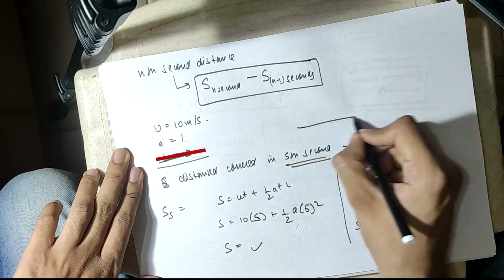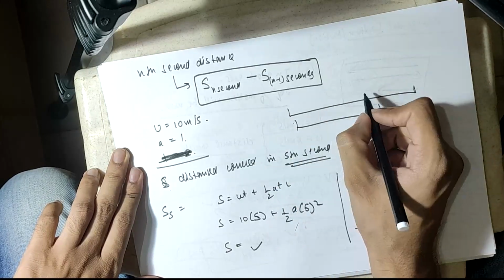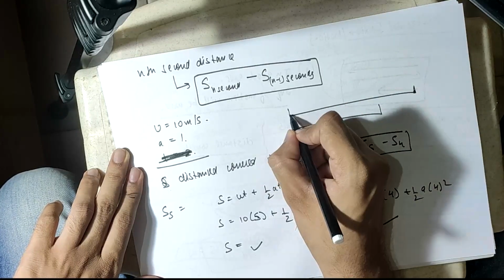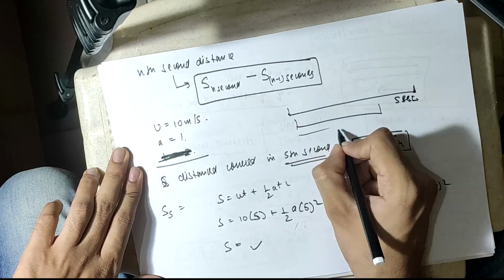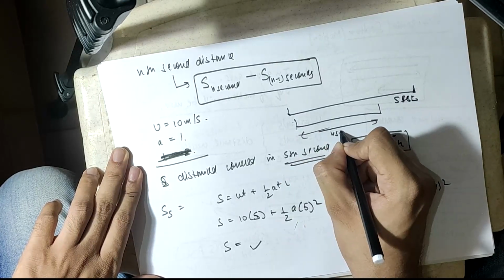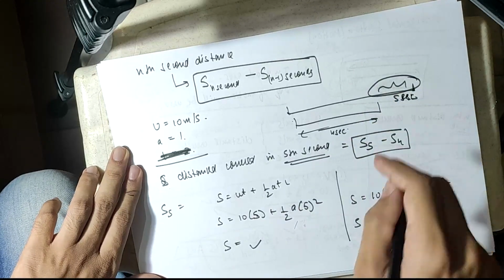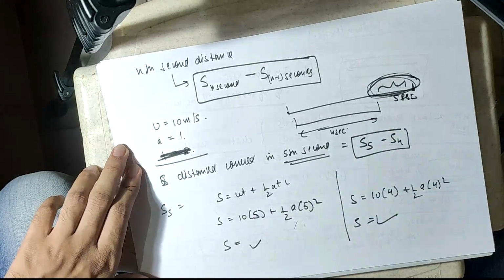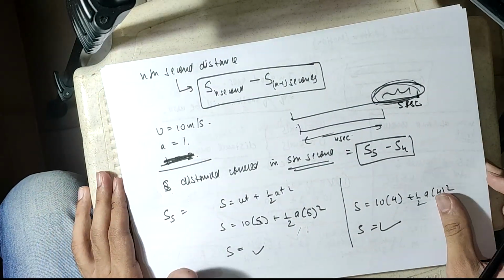It generally means, see, if this much is the distance traveled in 5 seconds and this much is the distance traveled in 4 seconds, then this is the distance traveled in the 5th second, this much, 1 second. So this is the basic theory of it. I hope you understand my point.